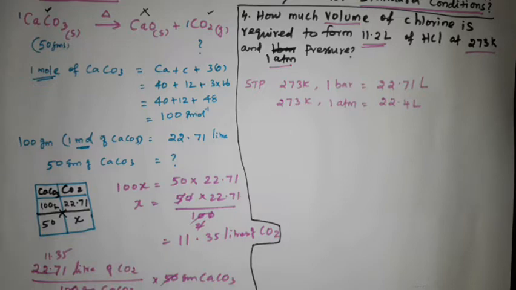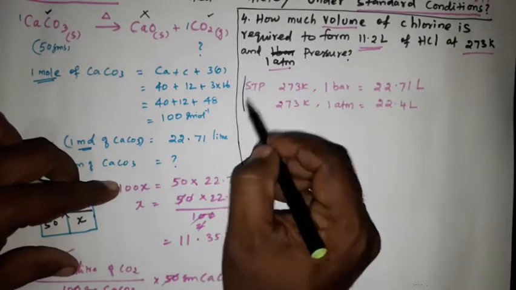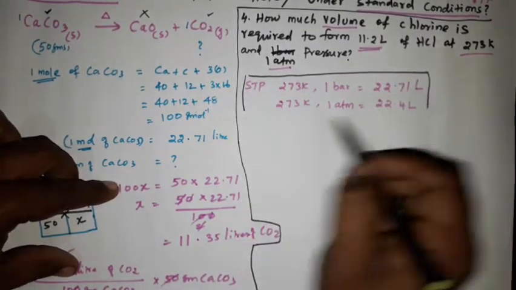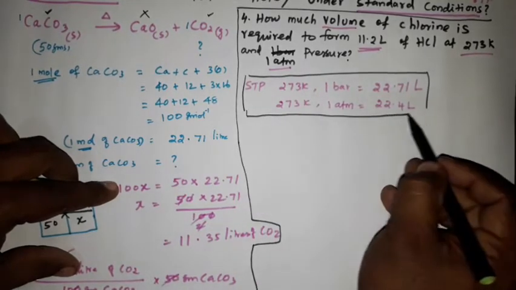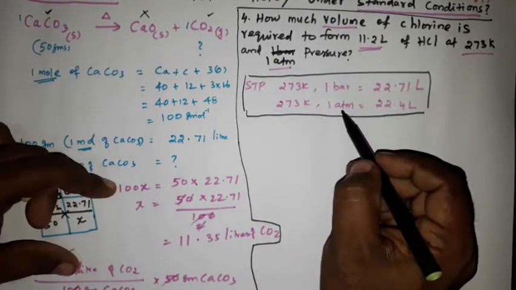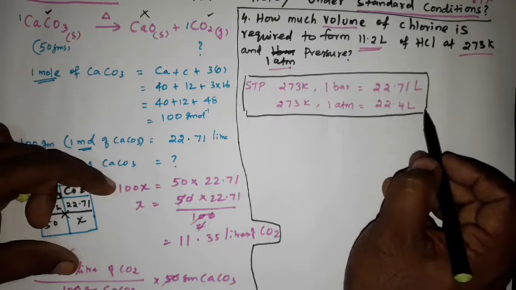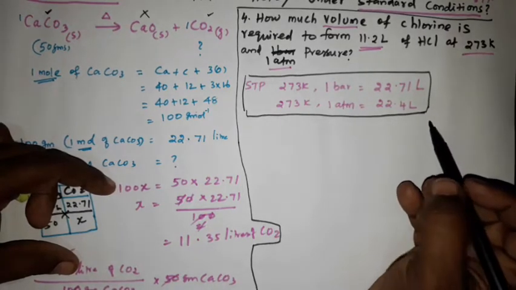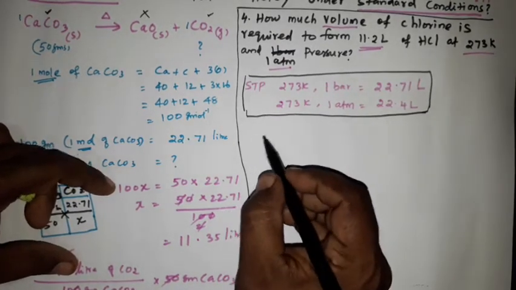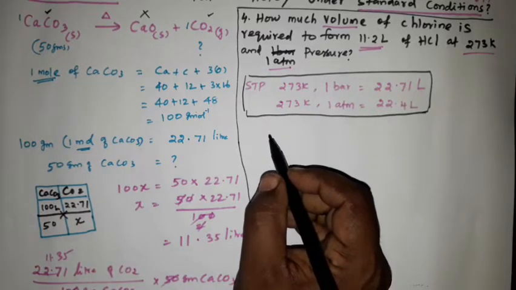So there are two types of conditions. STP 273 Kelvin, 1 bar, and 273 Kelvin, 1 atm. If atm comes, you should use 22.4 liters. Don't forget. Okay. Now, first step, write the equation.